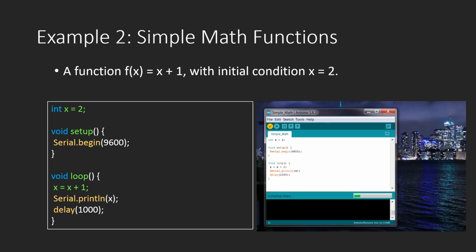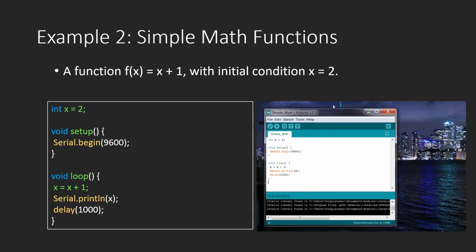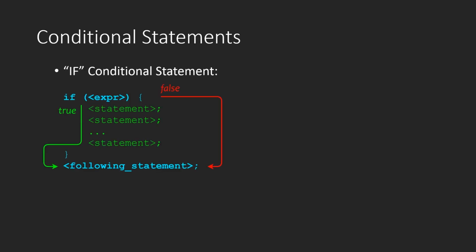We click on Verify, make sure there are no errors, and then click on Upload. You should now be able to visualize the changes in x in your serial monitor. Now you realize that by adding 1 to the previous value, we are just simply counting the number of repetitions inside this particular loop. The next topic we'll cover before doing more practical examples is conditional statements.